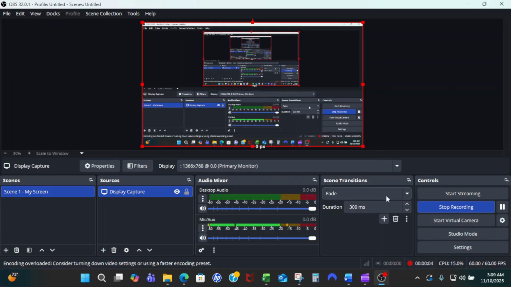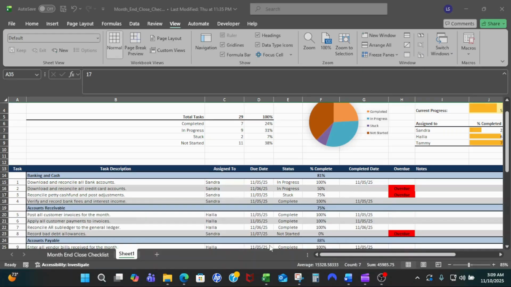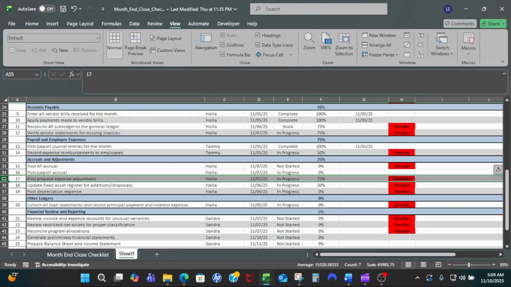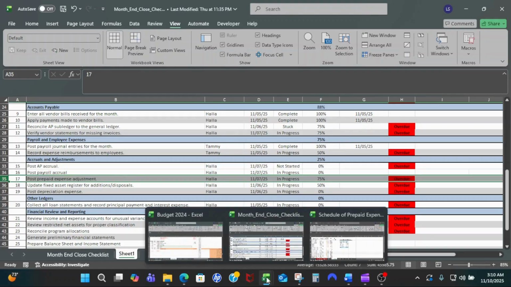Okay, so let's see what's next on our month end close agenda. Today, we're going to be looking at posting the prepaid expense adjustment. And we're also going to reconcile that account. And I'm going to demonstrate what it looks like to reconcile a balance sheet account. So let's take a look.